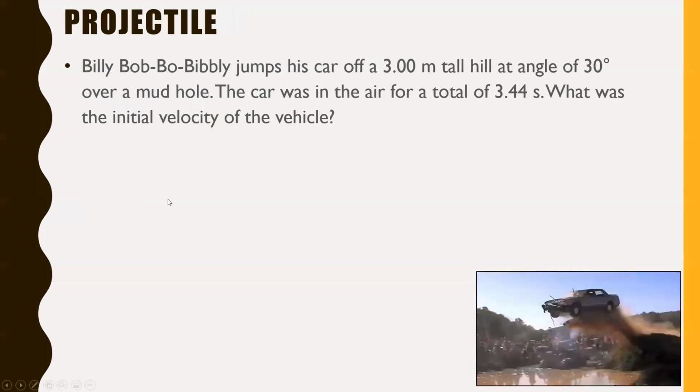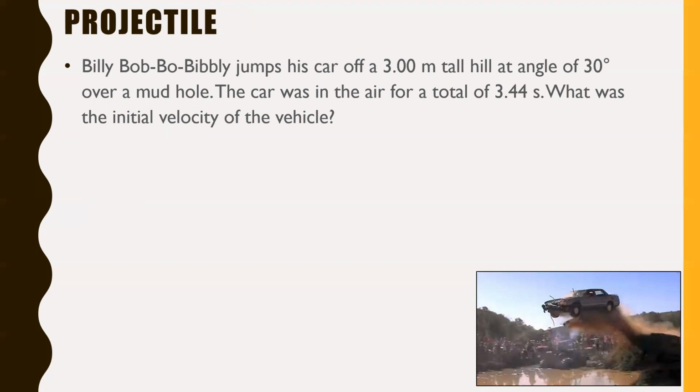Here we go. So for a projectile motion question, we got Billy Bob Bo Bibbly. He's jumping his car over a 3.00 meter tall hill at an angle of 30 degrees over a mud hole. The car was in the air for a total of 3.44 seconds. What was the initial velocity of the vehicle? Highly suggest you pause the video here and give this one a try. All right, I'm going to go over this one now.